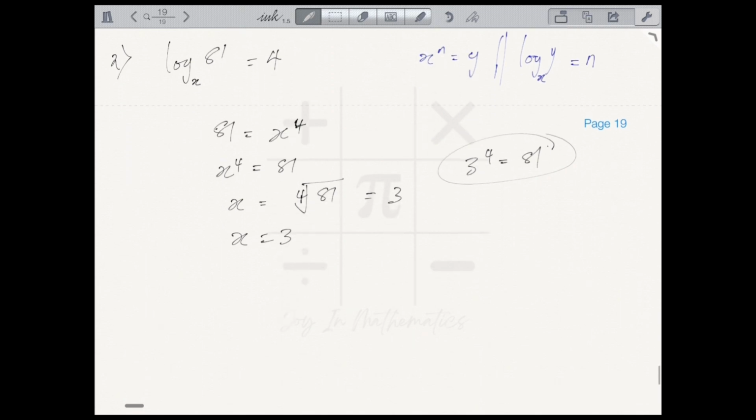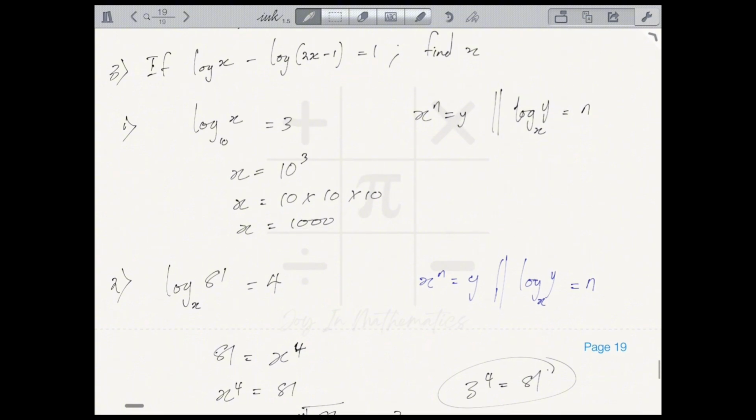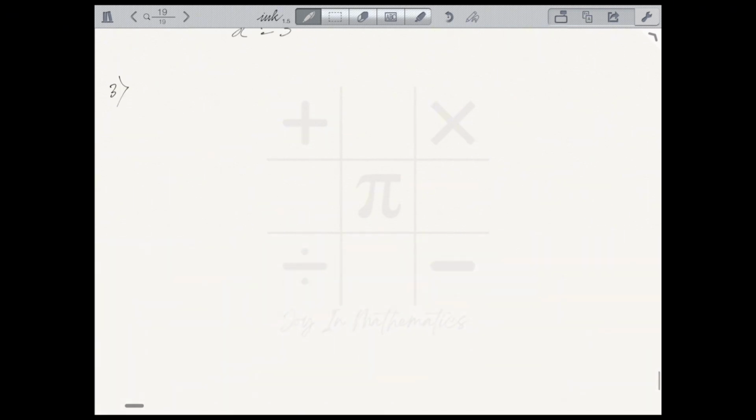Let's proceed. And finally, to the third question, it says if log x minus log of 2x minus 1 is equals to 1, find x. So we have log x minus log of 2x minus 1 is equal to 1, and we are asked to evaluate x. Now in this case, there is no base, therefore the assumed base here will be base 10.